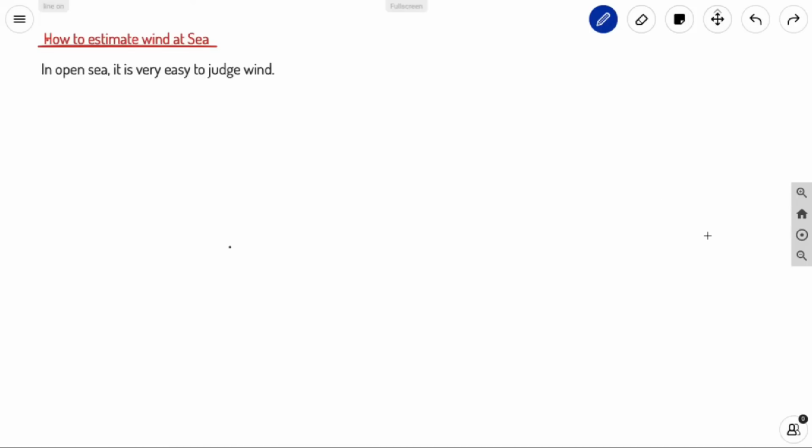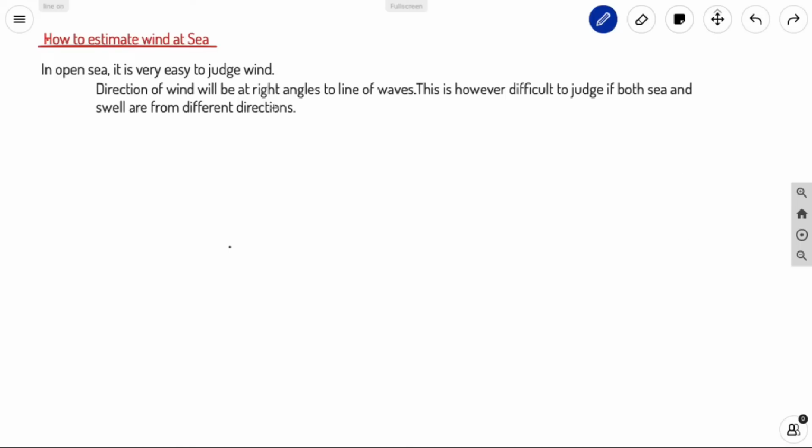We can see in open sea it is very easy to judge wind because there is no restriction for you. The wind is blowing easily here and there without any restrictions. That means you can easily judge wind. And how? Direction of wind will be at right angles to the line of waves. You can see the line of waves out at sea, and the direction of your true wind will be at right angles to the line of waves.